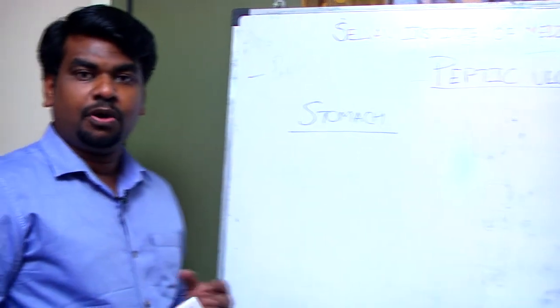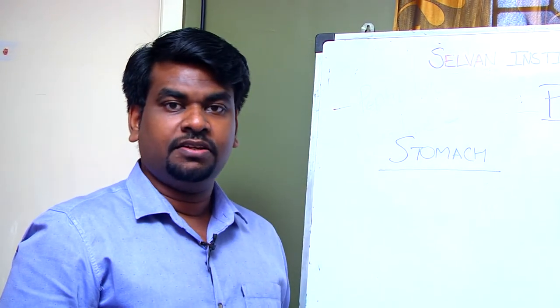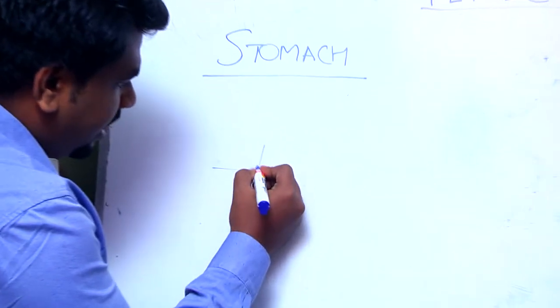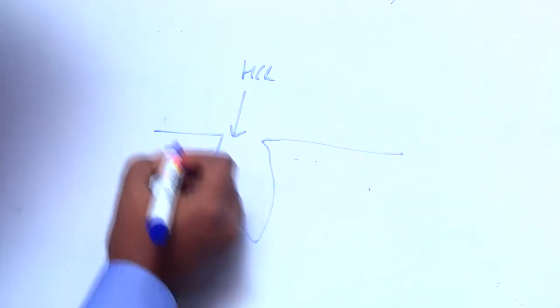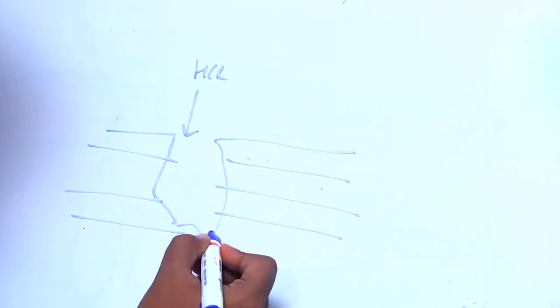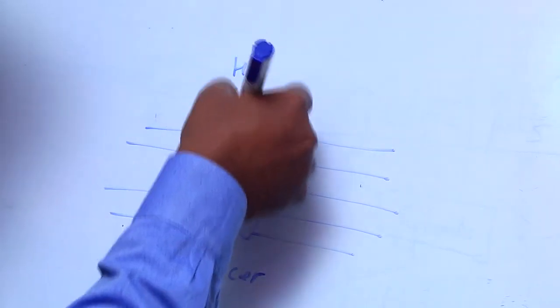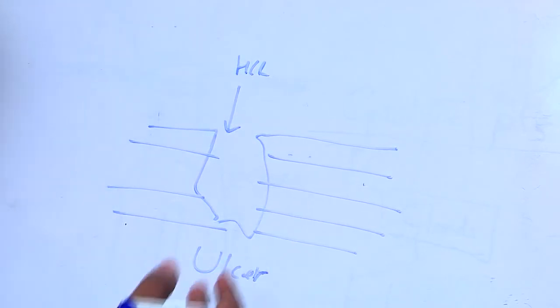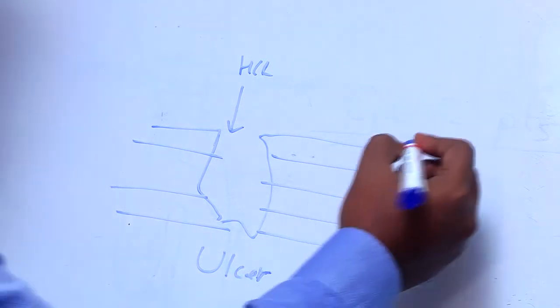So peptic ulcer is a broad term. It consists of both gastric ulcers and duodenal ulcer. So what happens when your stomach layer gets burrowed or gets eroded because of HCl? It leads to something called an ulcer. So this is how an ulcer is formed. The HCl erodes the layers of your stomach. This may occur in any part of the stomach, and based on that we divide it into a gastric ulcer or duodenal ulcer, right?